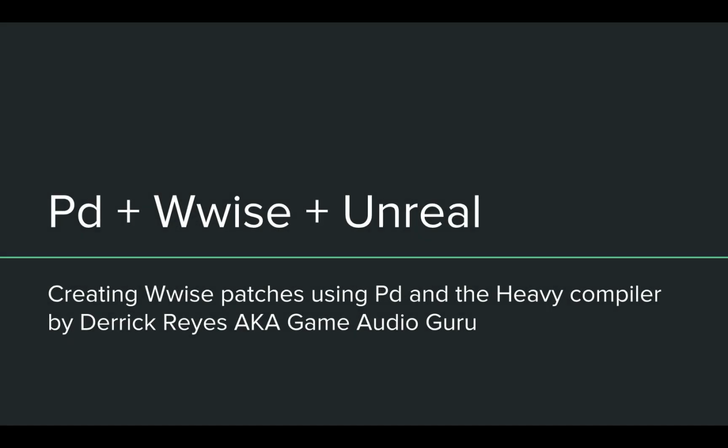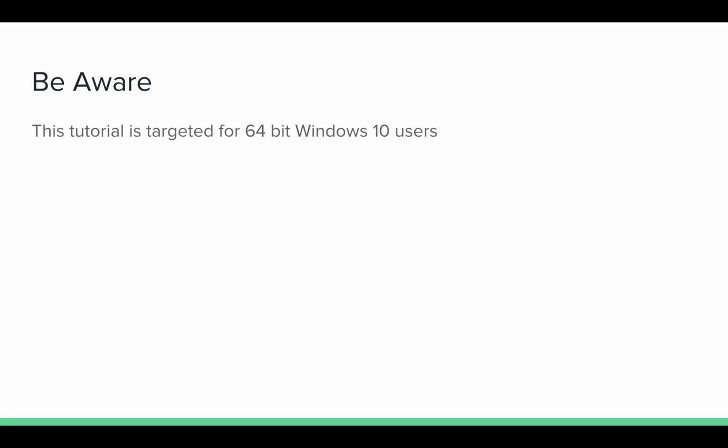Welcome to the first video in my series on creating plugins for Wwise using PureData and the Heavy Compiler. These tutorials are targeted for 64-bit Windows 10 users. Mac users, you can do all the same things that we do in this tutorial, except that your processes will be modified a little bit in some places.